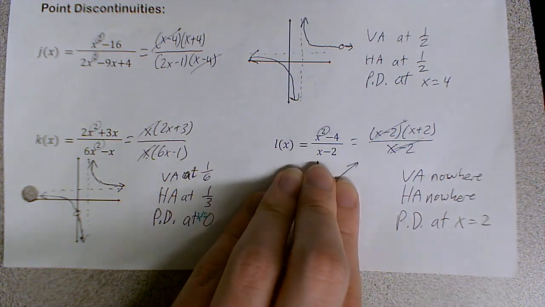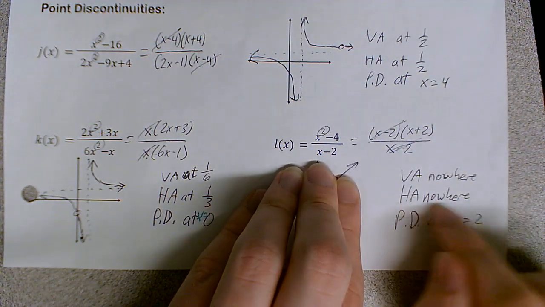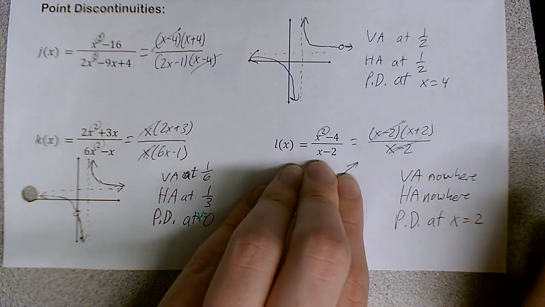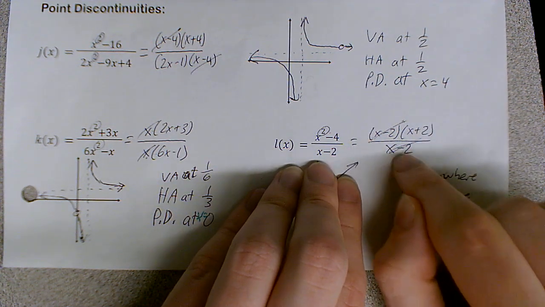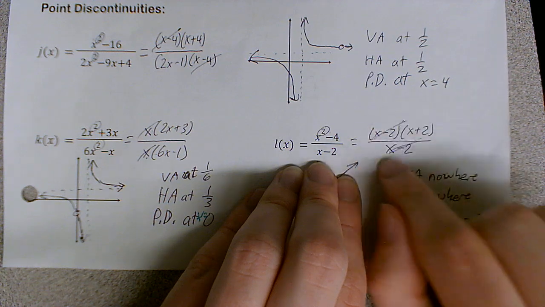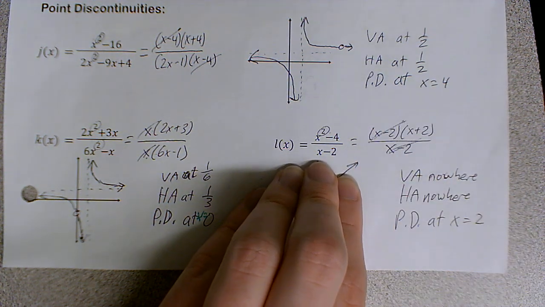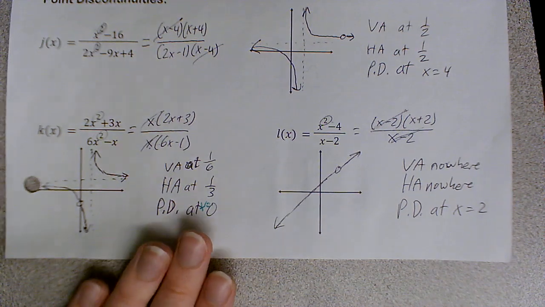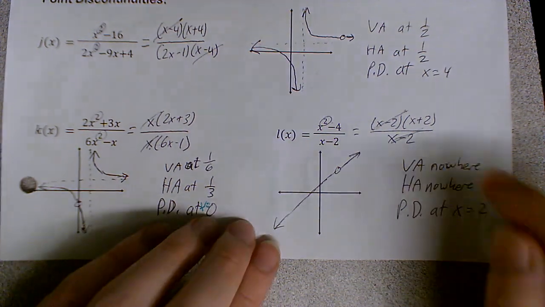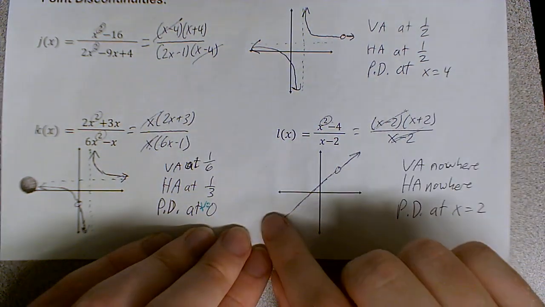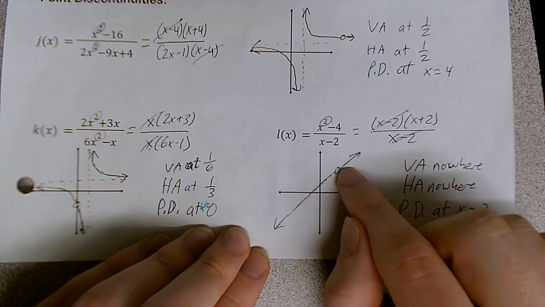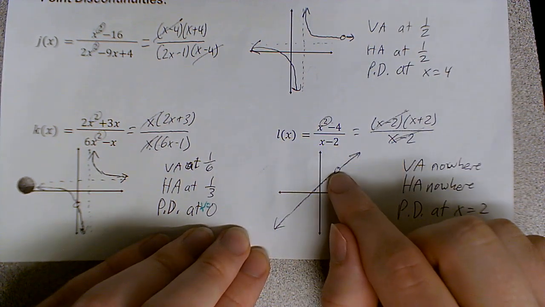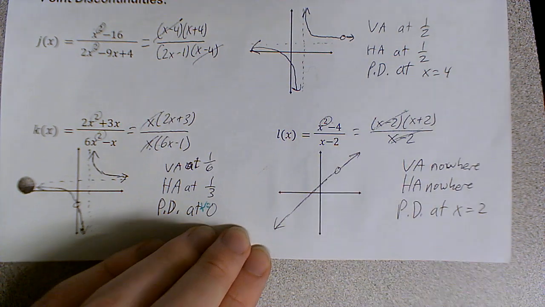Now, real quick, because it's a quadratic over a linear, we know that the horizontal asymptote does not exist. But because there's nothing else in the denominator after these cancel out, there is no vertical asymptote. And it causes this linear function because all that's left is x plus 2. So we get y equals x plus 2, with this hole in the middle at x equals 2.